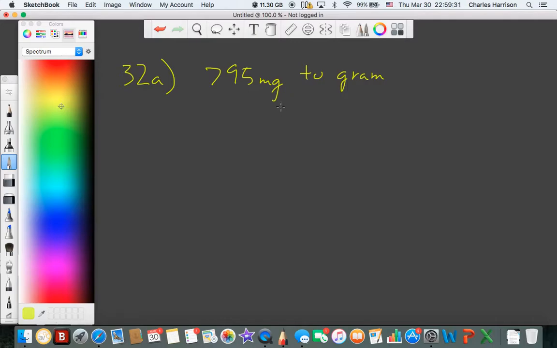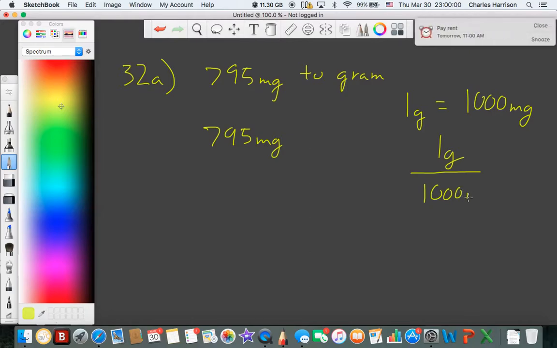All right. I'm going to teach you the way I do in chemistry, okay? This is 795 milligrams. How many milligrams are in a gram? So you have 1 gram. 1 gram is equal to 1,000 milligrams. That can be written as 1 gram over 1,000 milligrams.